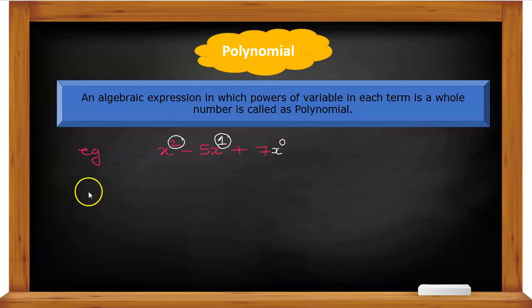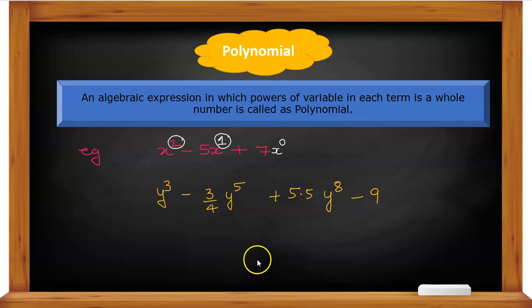Let us take one more example. Say if I write y cube minus 3 over 4 y to the power 5 plus 5.5 y to the power 8 minus 9.